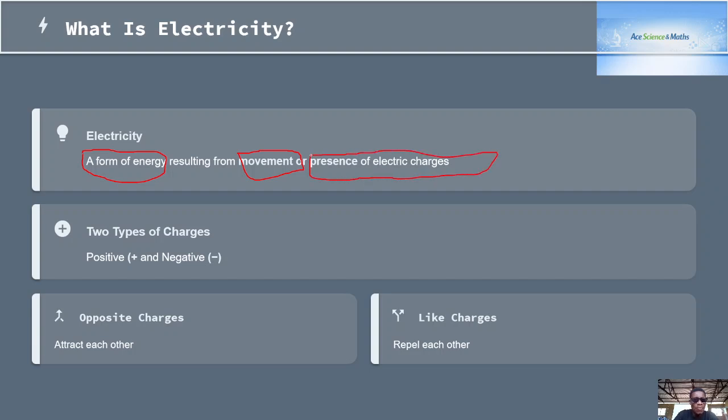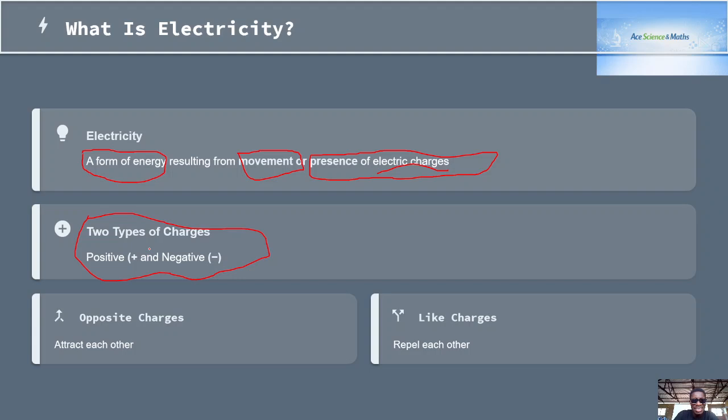So electricity is a form of energy. We have also learned in grade 5 some forms of energy. So electricity is one form of energy that we are looking at today. And we are saying that electricity is a form of energy resulting from movement or presence of electric charges. And we have two types of charges that we'll be talking about today. That is the positive and the negative charges.